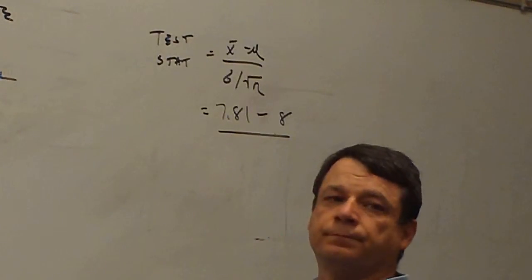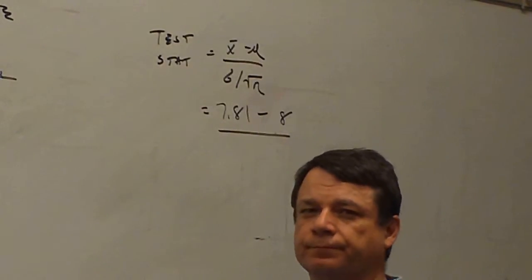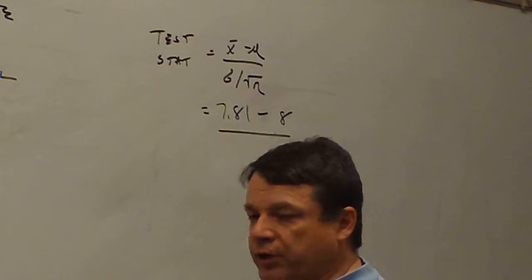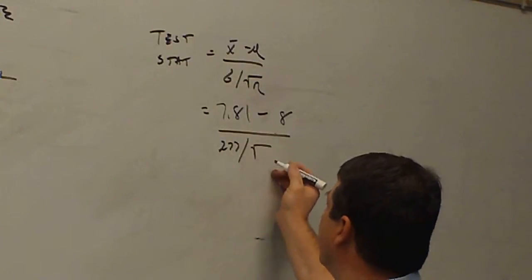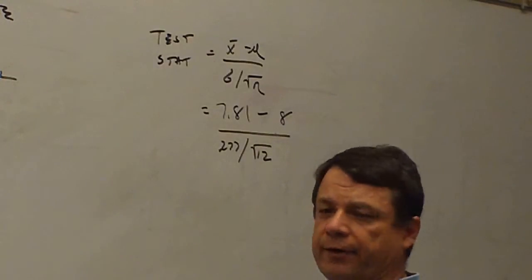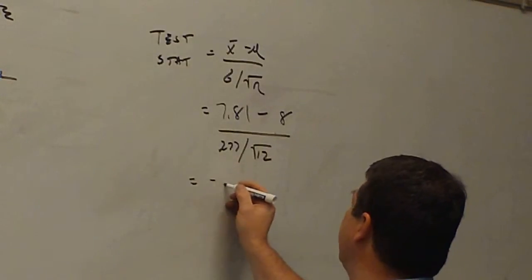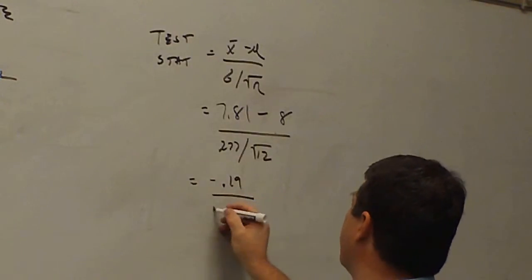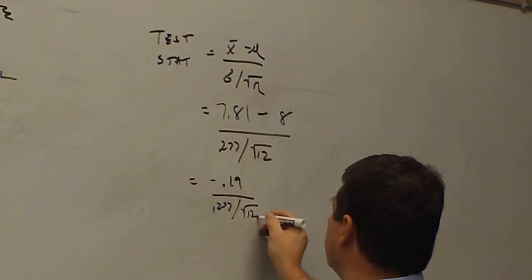S. It's definitely S. Okay, 0.277 divided by the square root of n, and n is 12. So 7.81 minus 8 is negative 0.19, divided by 0.277 divided by the square root of 12.